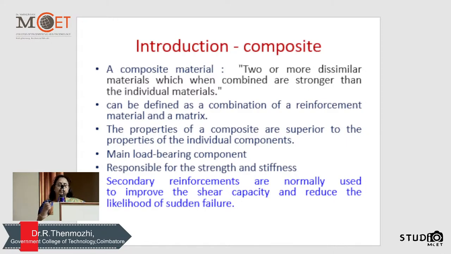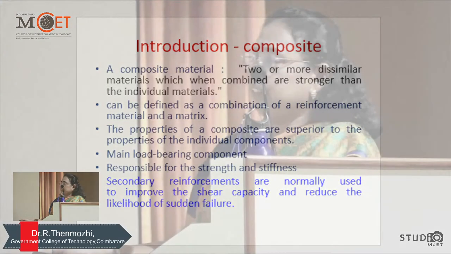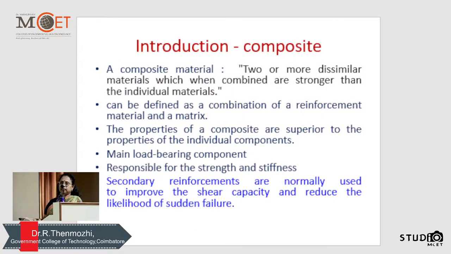Right? So suppose you are using more than one material, then we can call that a composite. It can be defined as a combination of a reinforcement material and a matrix. The properties of a composite are always superior to those of the individual materials. And this will mainly act as a load bearing component. Those extra members, the composites, will be responsible for taking up more strength and more stiffness, because it will extend the ductile behavior. If it is taking more ductility, automatically this will aid more stiffness. And these kinds of secondary reinforcements are normally used to improve the shear capacity and reduce the likelihood of sudden failures.